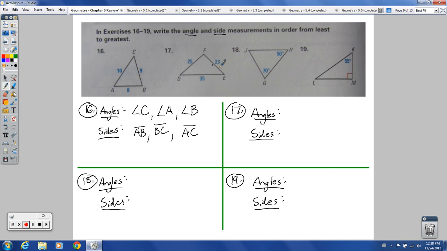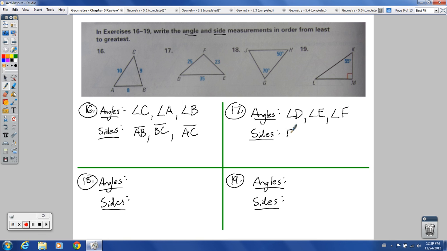Okay, so here's the smallest side here, 23. That means the smallest angle would be angle D. Next smallest side is 25, so next smallest angle is E, and then finally angle F would be the largest angle, excuse me.